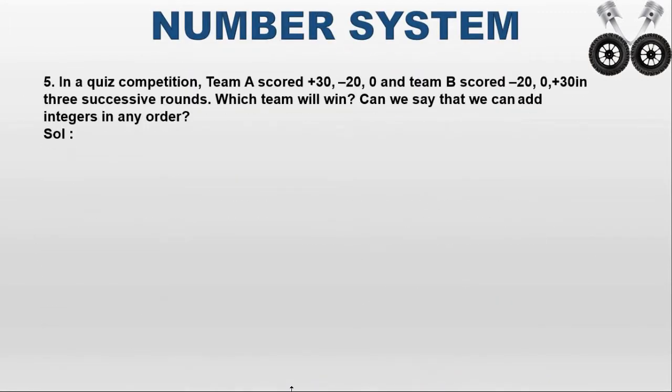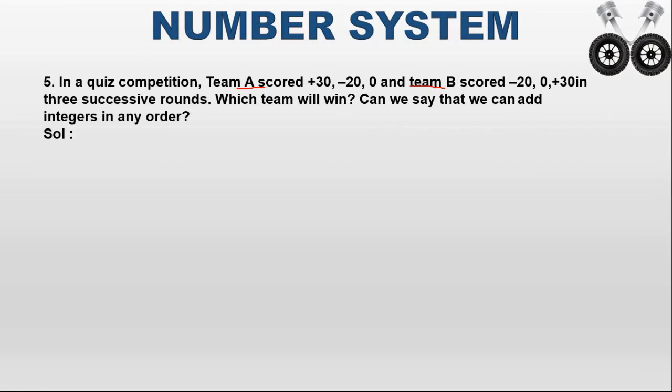What is the next question? Fifth question. In a quiz competition, Team A scored plus 30, minus 20, 0, and Team B scored minus 20, 0 and plus 30 in 3 successive rounds. Which team will win? Can we say that we can add integers in any order? So what is the question given? There are two teams, Team A and Team B. They have 3 rounds.